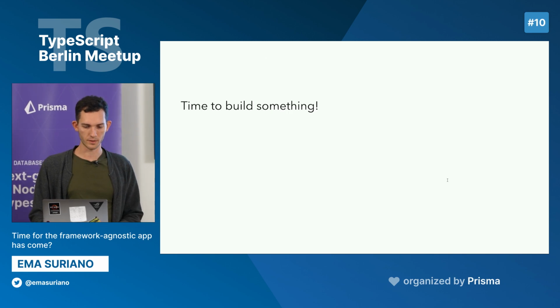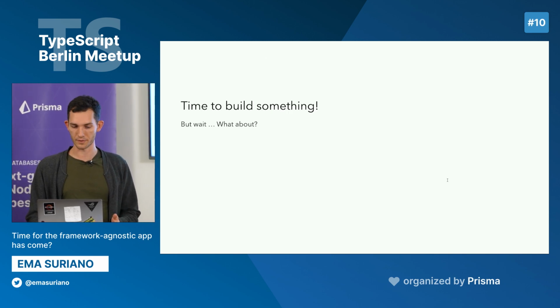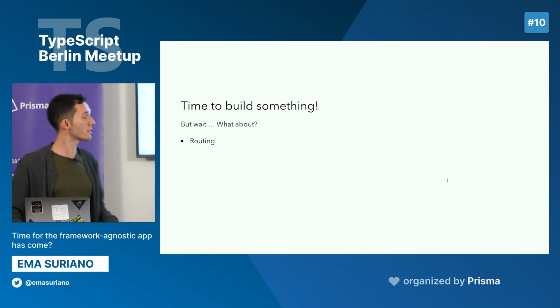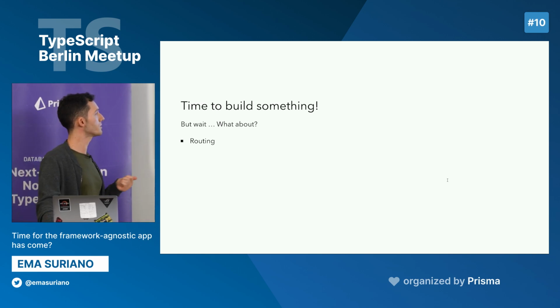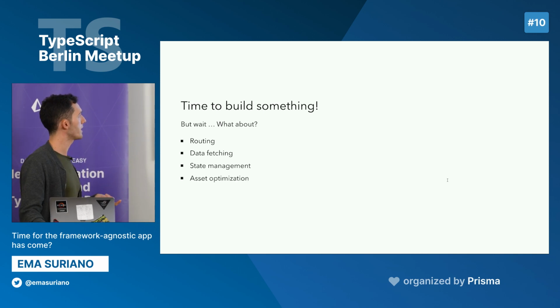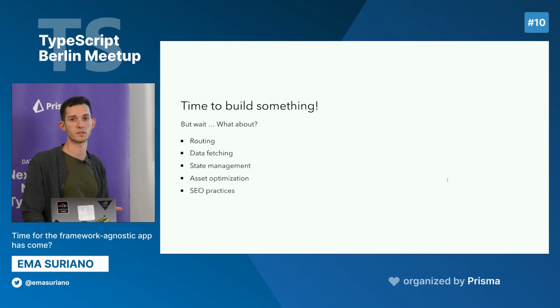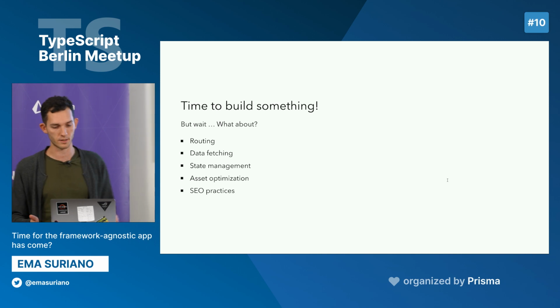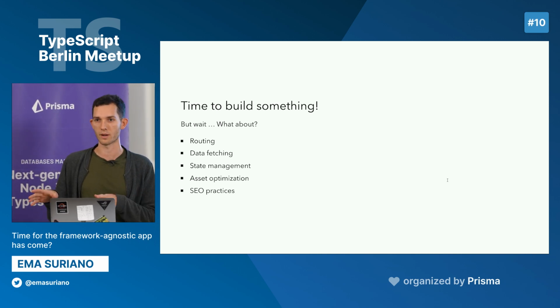But when we are building something, for example, there are things that we need to care about, like what about the routing? What about the data fetching? What about state management, asset optimization, SEO practices? Vite doesn't care about, or at least it's not their main goal.